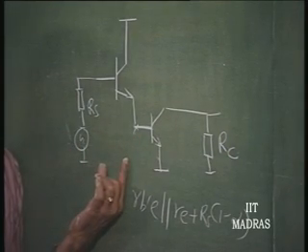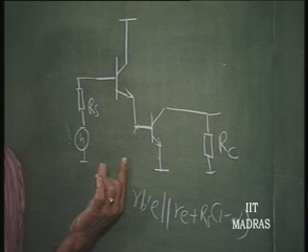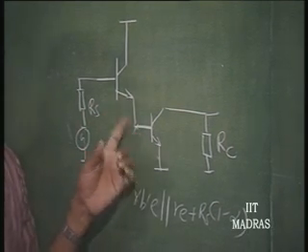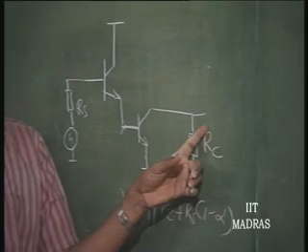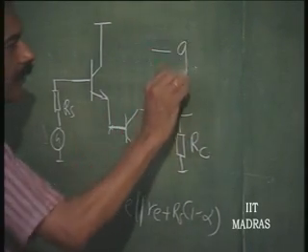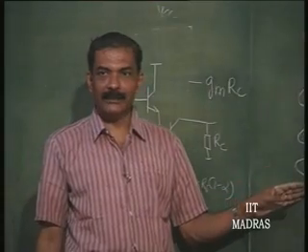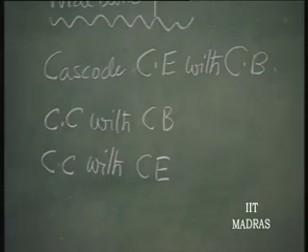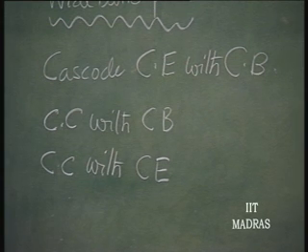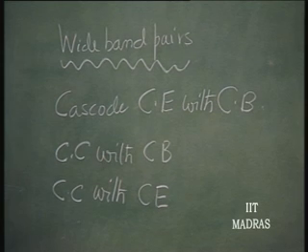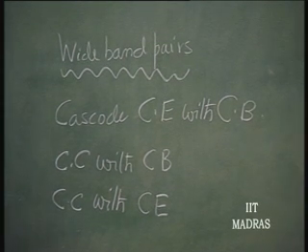as a wideband structure. The gain here remains the same as that of the common emitter, GM into RC, because the gain from here to here is unity and from here to here it is determined by the common emitter amplifier. So, the gain is still minus GM into RC. Okay. So, for these two things, gain is remaining the same as common emitter, here it is halved. Okay. So, this also is a wideband pair. All these three wideband pairs can be used for high frequency application of video amplifiers. Okay.